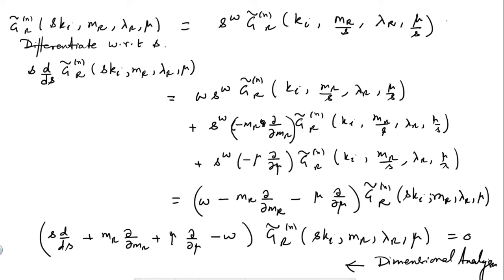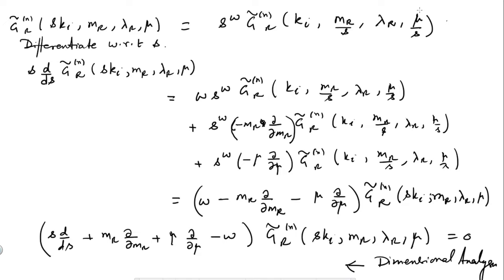Before proceeding further, let me just tell you how you get all these terms. So what we have done here is, when you are differentiating with respect to s, this part was simple, but when differentiating with respect to s, you can trade off that differentiation with respect to s for a differentiation with respect to m r, because this always comes in the product m r over s. And similarly here, instead of differentiating with respect to s, you can turn that differentiation into a differentiation with respect to mu.